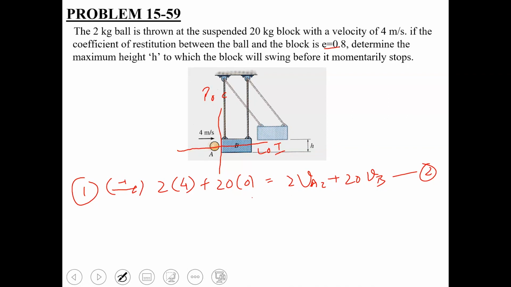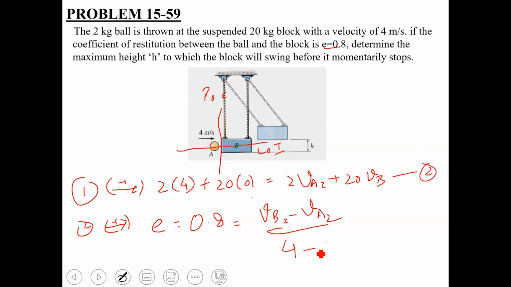For step number 2, we are going to apply the coefficient of restitution equation along the line of impact. The value for this coefficient of restitution is already given to us as 0.8, and by formula, this coefficient of restitution would be equal to VB2 minus VA2 divided by VA1, which is 4, minus VB1, which is 0. So this will give us the second equation in terms of VA2 and VB2.